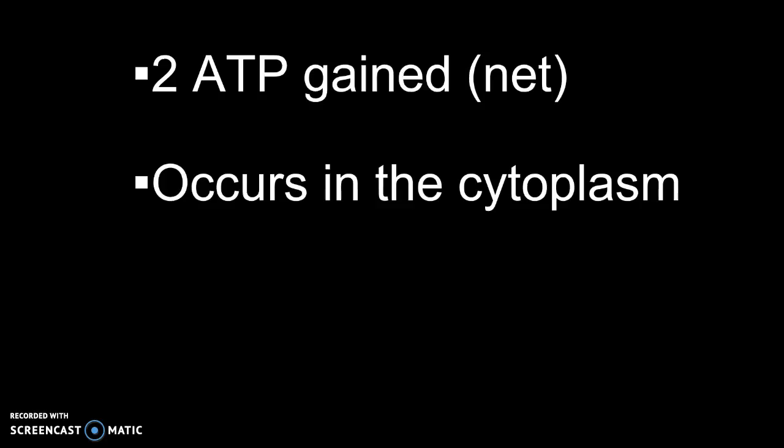But then at the end, we get 4. So if you take the 4 that we got at the end and subtract the 2 that we needed to start with, we end up with 2 ATP. So that's why it says it's a net gain. Because technically at the end we get 4, but overall if we include the 2 that we had to use, it's going to be 2 ATP. And this process is going to occur in the cytoplasm of the cells. Okay, so in aerobic respiration, the very first step, glycolysis, happens in the cytoplasm.